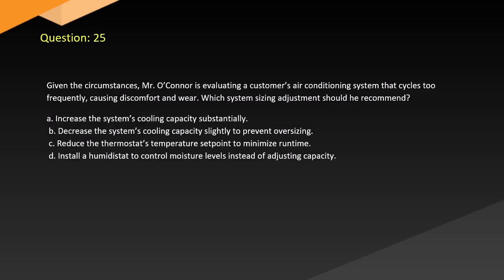Question 25. Given the circumstances, Mr. O'Connor is evaluating a customer's air conditioning system that cycles too frequently, causing discomfort and wear. Which system sizing adjustment should he recommend? A. Increase the system's cooling capacity substantially. B. Decrease the system's cooling capacity slightly to prevent oversizing. C. Reduce the thermostat's temperature set point to minimize runtime. D. Install a humidistat to control moisture levels instead of adjusting capacity.